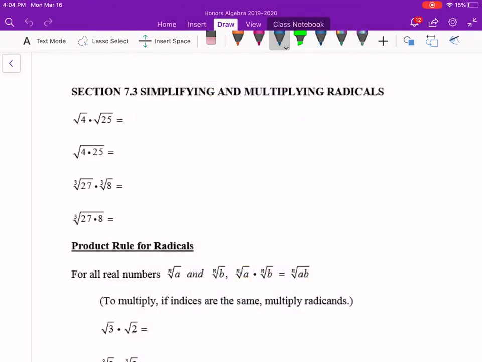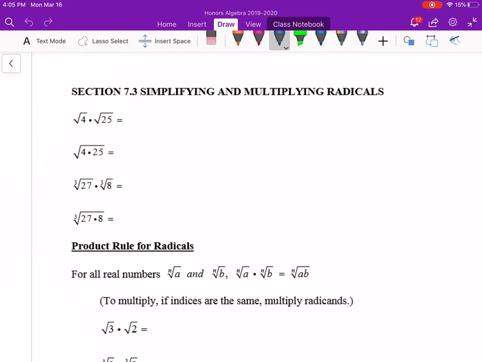Alright, so we're going to walk through a couple of different strategies on how to multiply radicals today, and then how to simplify some as well, where things aren't just perfect squares like we've been looking at. So you've got a couple of different strategies. You'll notice the first two problems are essentially the same.